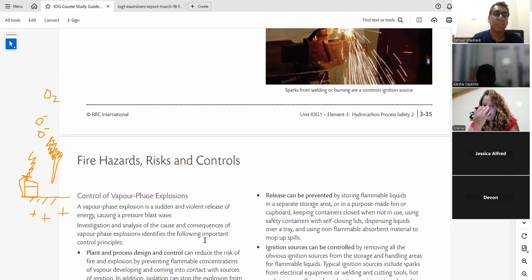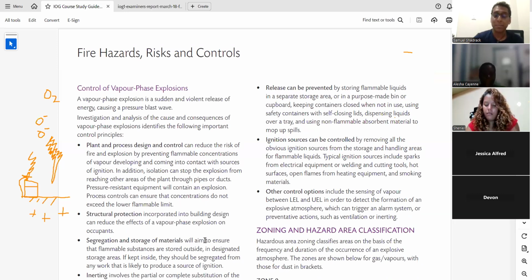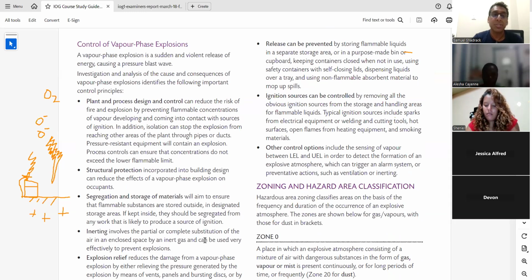So, control of vapor phase explosion. I actually like all of this. Let me run through them with you. How do you control this? I like how they said vapor phase. They didn't just say fire, because a fire, remember, is really vapor and air. The proper thing to say is controlling a vapor phase explosion, because a fire doesn't burn unless you have vapor mixing with air, right? So how do you control any such explosions?